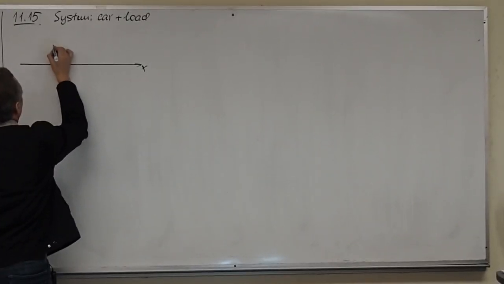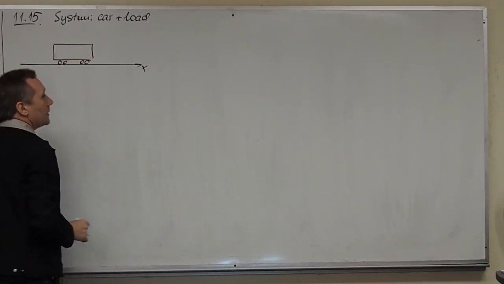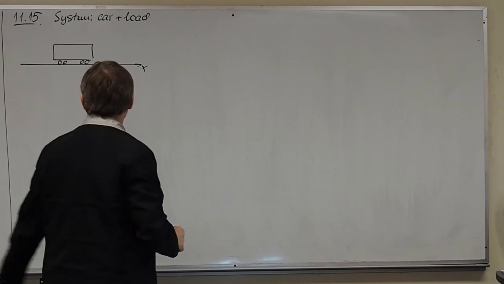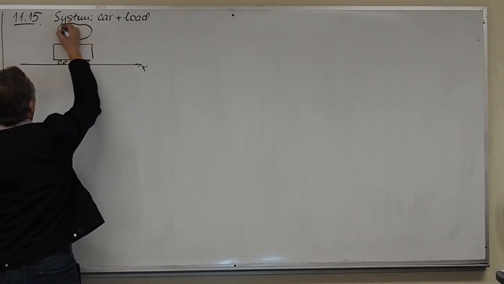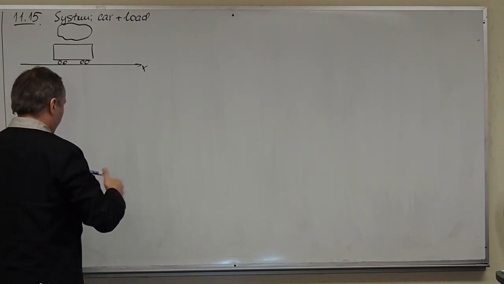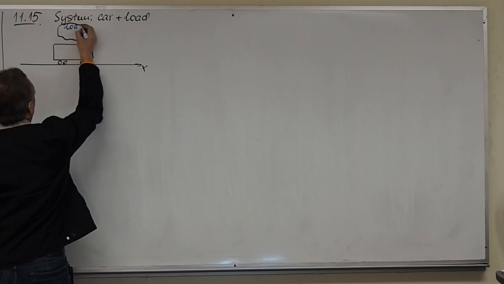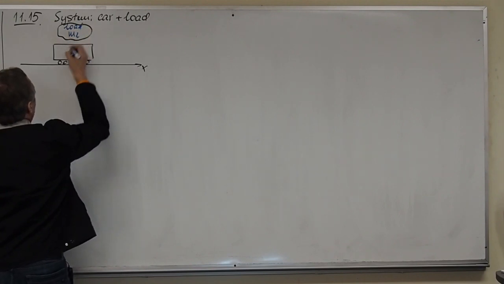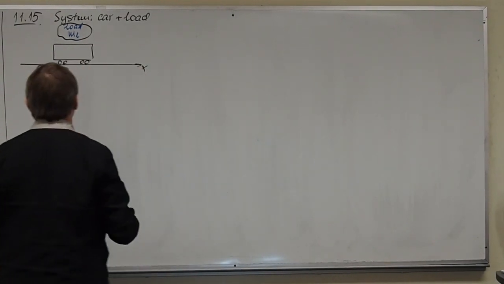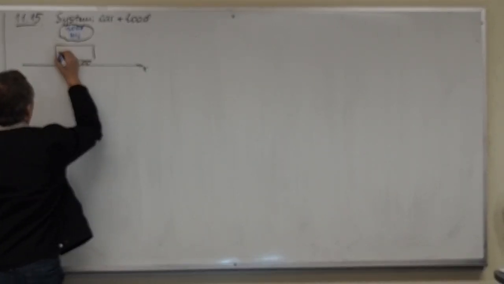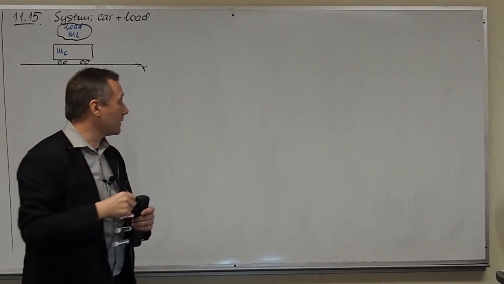And here is my car. A couple of wheels, two pairs of wheels. And here's the load of gravel. So let me write. This is the load. Let me label it as M sub L, where L stands for the load. And the mass of the car, of course, M sub C, mass of the car.